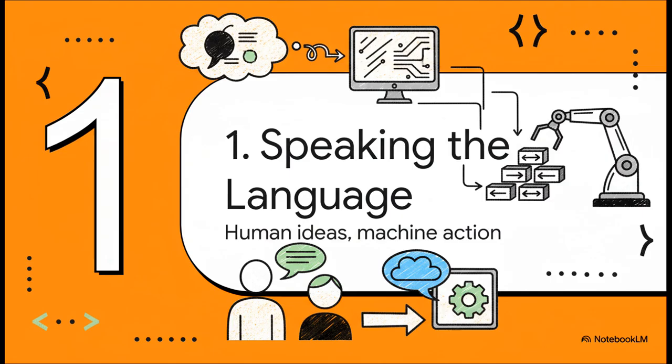Okay, so you have to understand, at its core, a computer is an incredibly powerful but also an incredibly literal machine. It can't guess what you mean. It needs super specific, step-by-step instructions for everything. And that's where programming languages come in. They're the translators, the bridge between our creative human ideas and the computer's cold, hard logic.